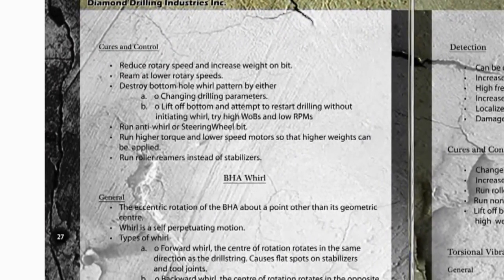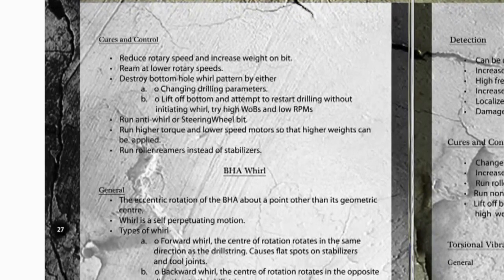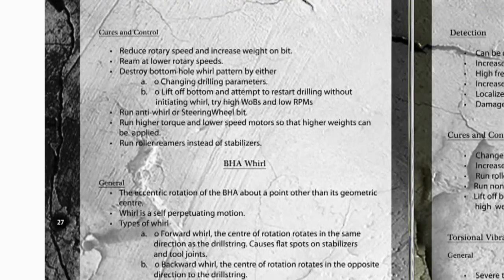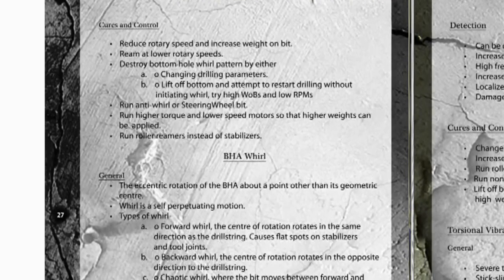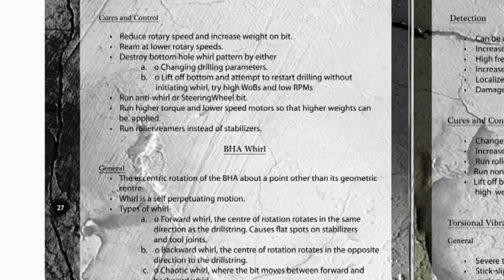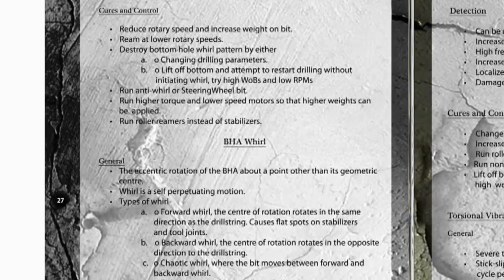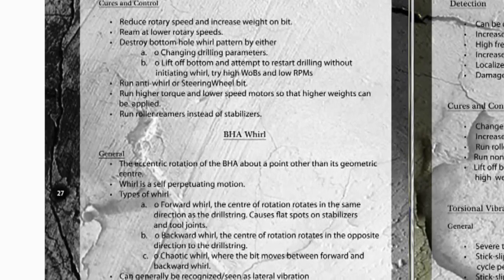Destroy bottom hole whirl pattern by either changing drilling parameters, lift off bottom and attempt to restart drilling without initiating whirl. Try high WOBs and low RPMs. Run anti-whirl or steering wheel bit. Run higher torque and lower speed motors so that higher weights can be applied. Run roller reamers instead of stabilizers.